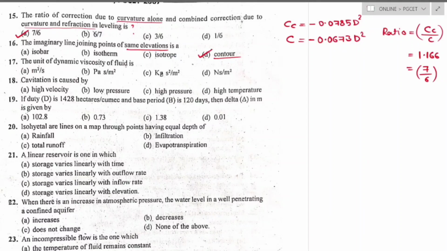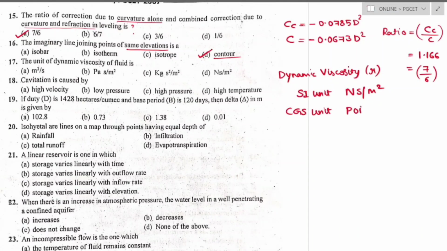Question number 17. The unit of dynamic viscosity of the fluid is. Dynamic viscosity of the fluid is the property of the fluid which offers resistance to the movement of one layer of the fluid over an adjacent layer of the fluid. So dynamic viscosity is represented by symbol mu, and its SI unit is Newton second per meter square and its CGS unit is poise. So option D will be the right answer, that is Newton second per meter square.